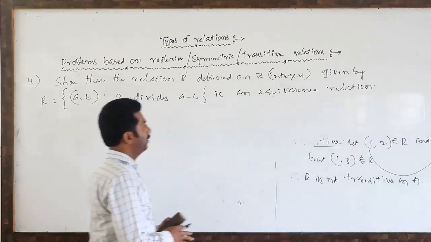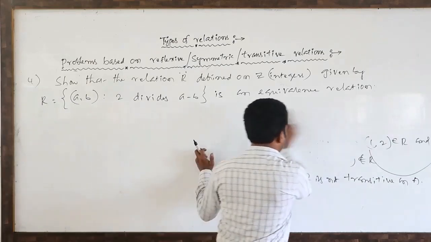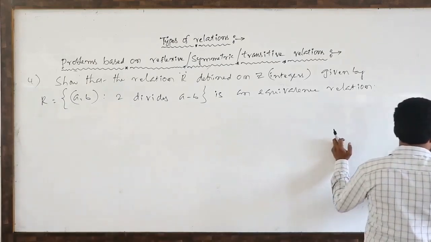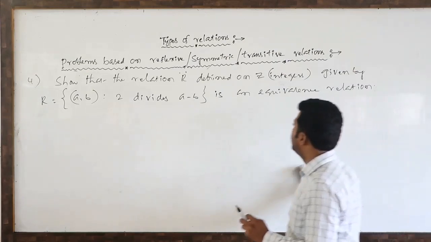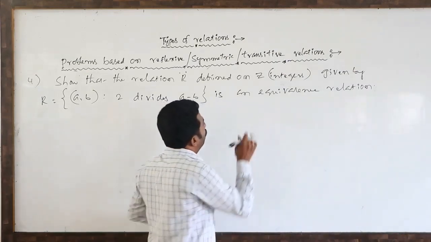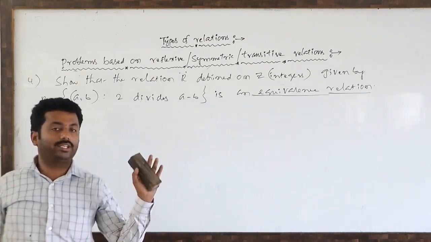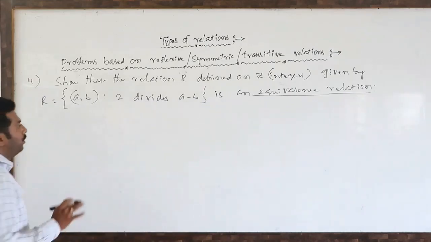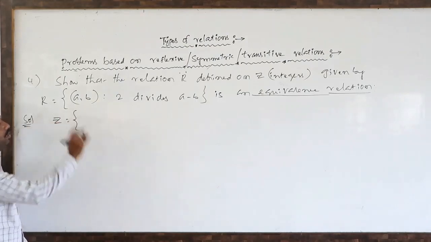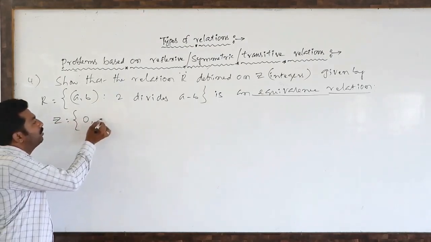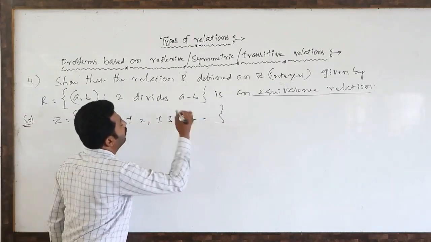Most important, see, one relation on the set of integers is given. That is Z, we also have to assume. What we have to prove? Capital R is an equivalence relation. To prove whether capital R is equivalence or not, it is enough to show that capital R is reflexive, symmetric and transitive. So first we will see what is Z. So the set of all integers. All integers means 0, plus or minus 1, plus or minus 2, plus or minus 3 and so on.